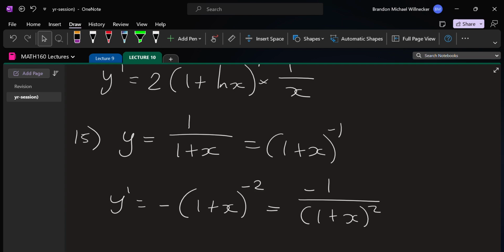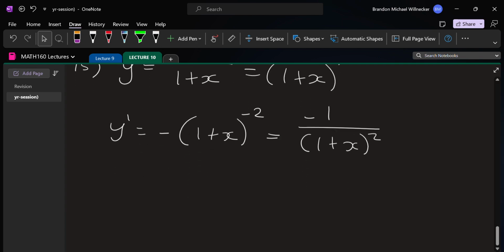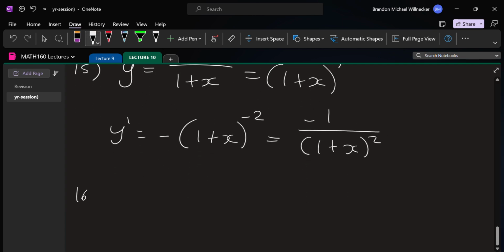So two different ways of seeing it. You can either do the quotient rule where f prime is 0, or you can treat it as a composition with the power minus 1. You get the same answer in the end.